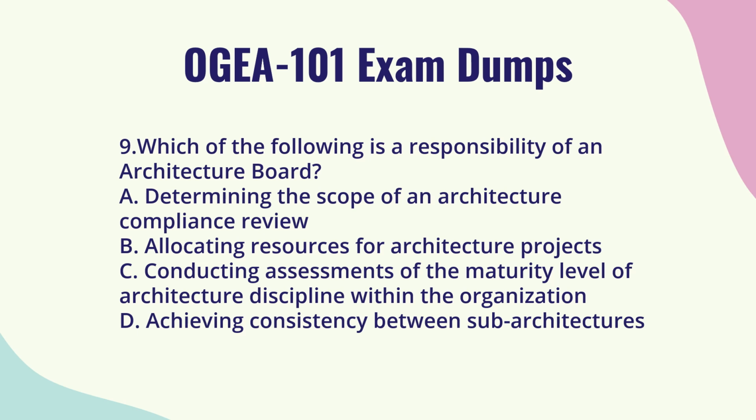9. Which of the following is a responsibility of an architecture board? A. Determining the scope of an architecture compliance review. B. Allocating resources for architecture projects. C. Conducting assessments of the maturity level of architecture discipline within the organization. D. Achieving consistency between sub-architectures.